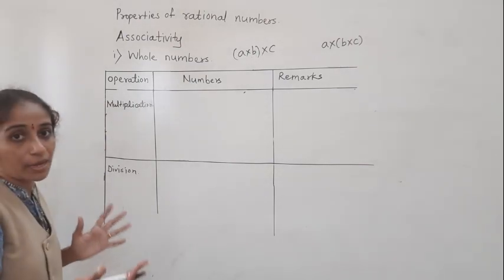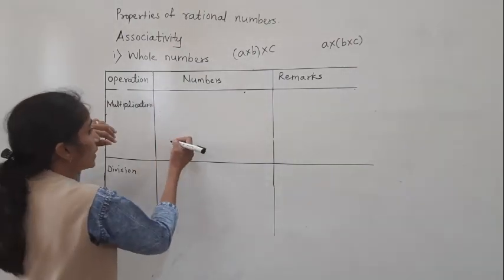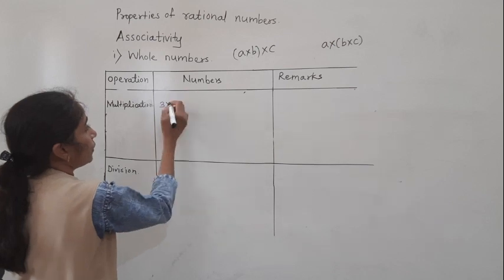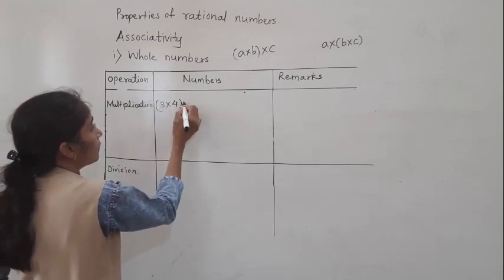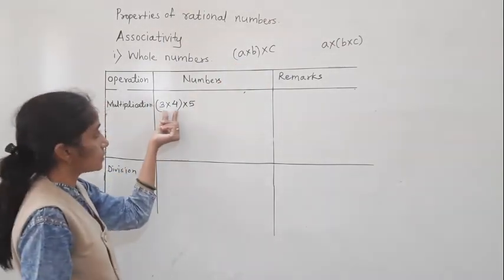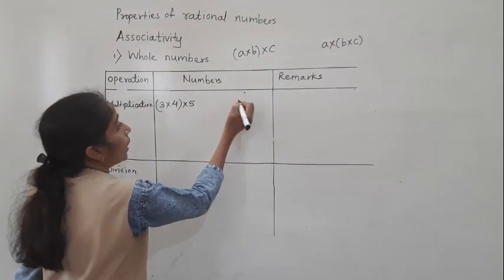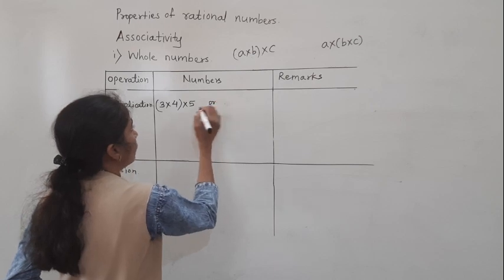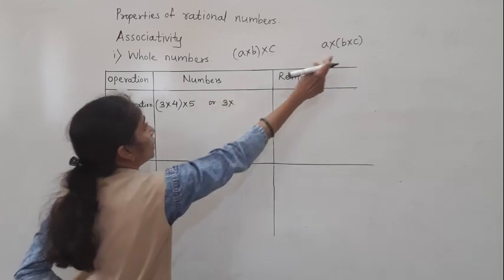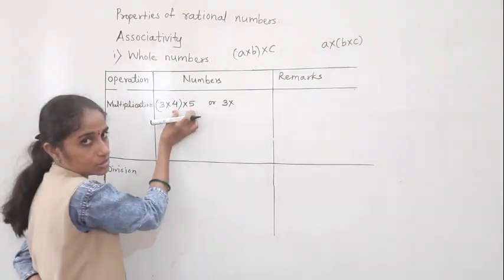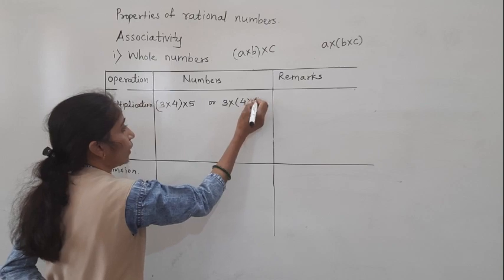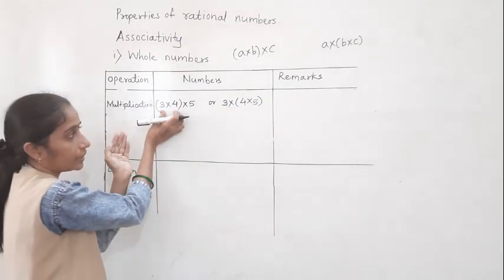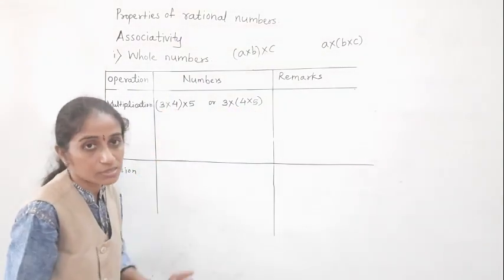Now we'll check whether both of them are equal or not. Here I will take one example. Suppose A is 3, B is 4, and C I will take 5. A into B, this is in the bracket, into C. Here A value is 3, so 3 into B into C in the bracket, means we are going to group these two numbers, 4 into 5. What changes are done on this side? Here A into B in the bracket, and here B into C, both numbers in the bracket.